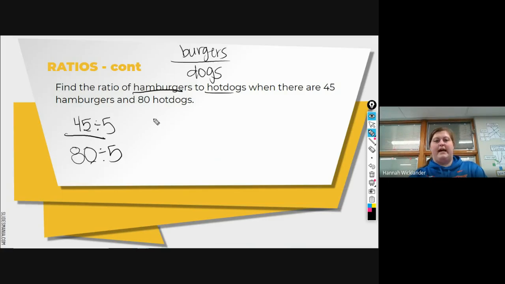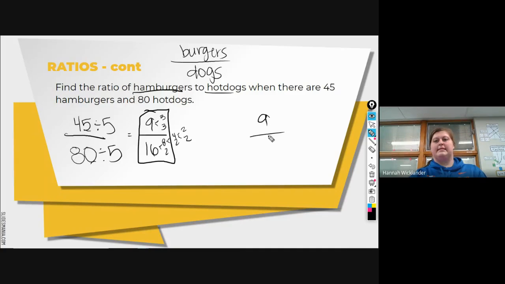45 divided by 5 gives me 9. 80 divided by 5 gives me 16. Is this fraction in simplest form? Yes, it is, because 9 is only divisible by 3 and 3, and 16 has not a 3 that it's divisible by. So my answer is 9/16 in simplest form.